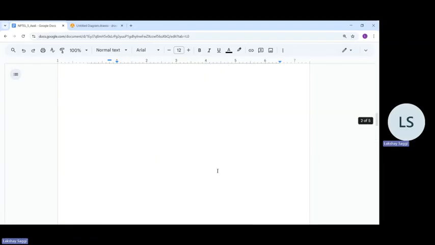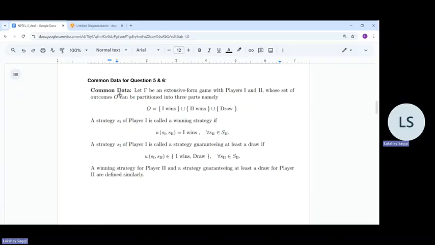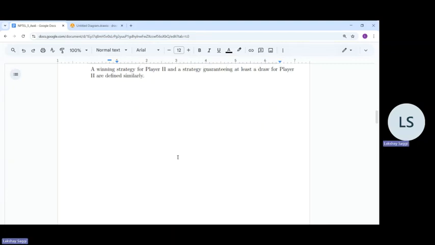As we already said, we have this common data for the questions: the outcomes are either player 1 wins, player 2 wins, or it's a draw. A winning strategy is a strategy which wins irrespective of whatever the other player is playing. And a drawing strategy is a strategy which will ensure a draw irrespective of whatever the other player is playing. Right.